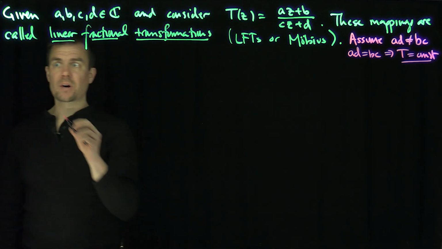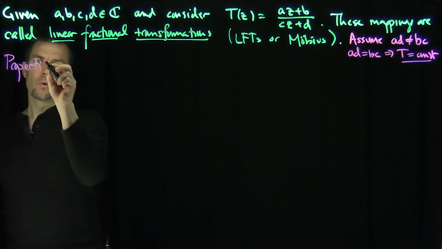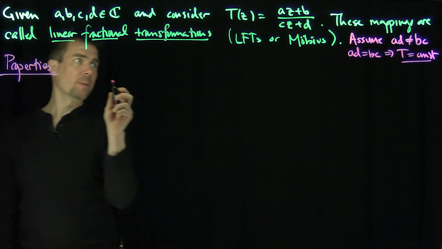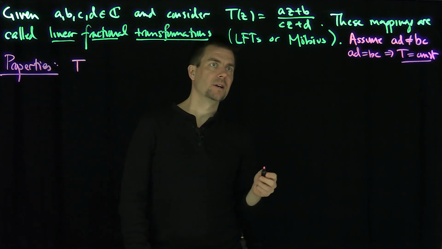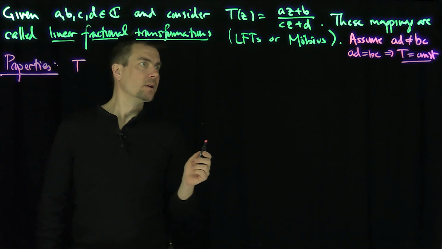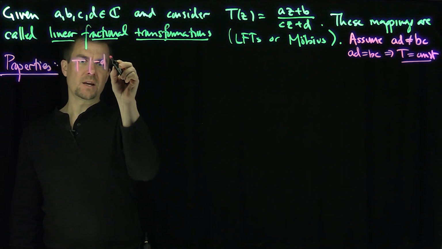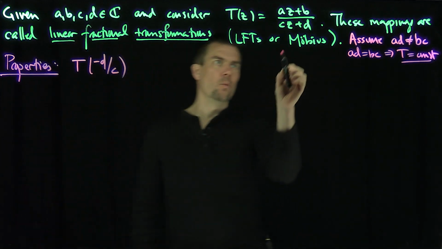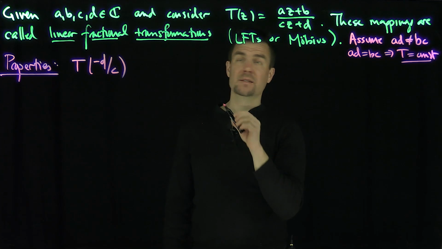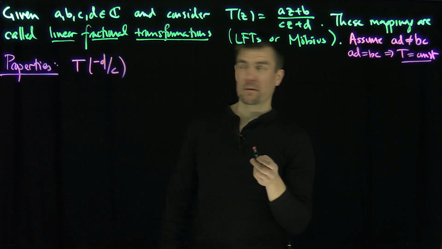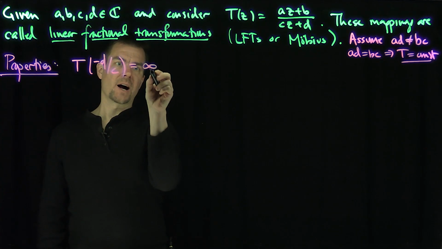So what are some properties of LFTs? We'll get to more advanced properties in further videos. Property number one is that if I look at T of negative D over C, if you plug in negative D over C, what will happen in the denominator here? You're going to have a negative D and then a positive D. That's going to give you infinity, right? So this T is going to map the point negative D over C to infinity, okay?